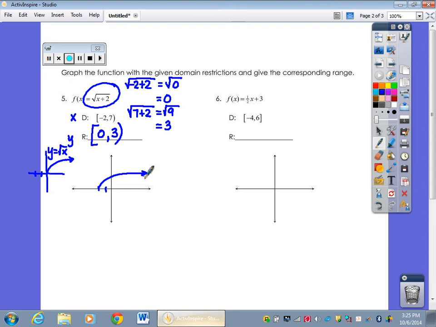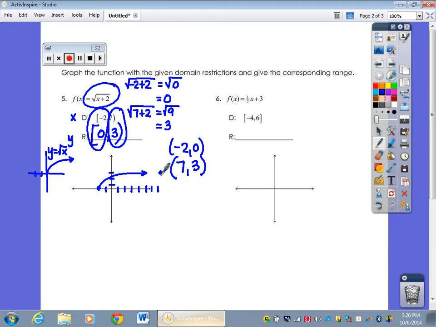But I don't want the entire graph. So at this point, I want to erase, because the part that I want is the part that goes in this domain and range. And notice that this is my -2 x, and the y that goes with it is 0. And this is my 7 x, and the y that goes with it is 3. So I want this graph to go from -2, 0, right here, to 7, 3. So I want it to end right here. Okay, so I want it to start here and end here.